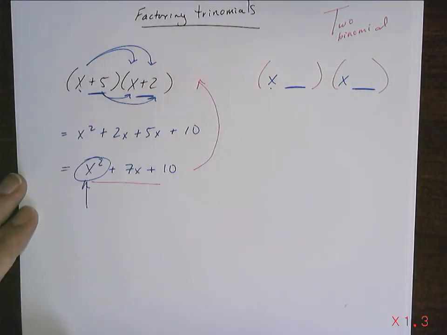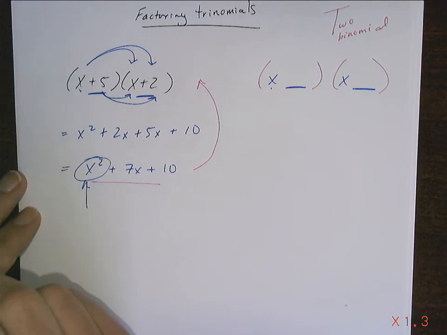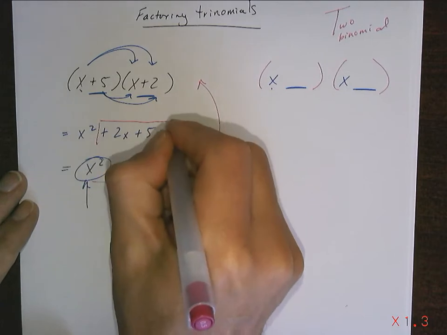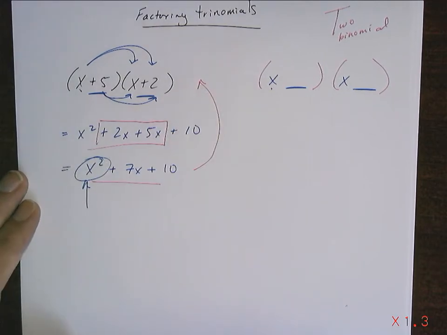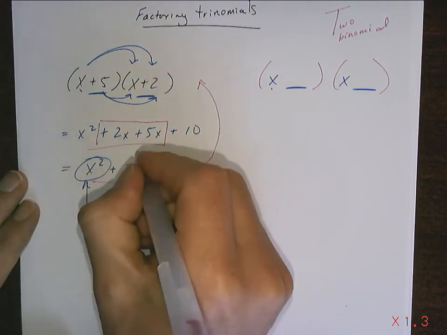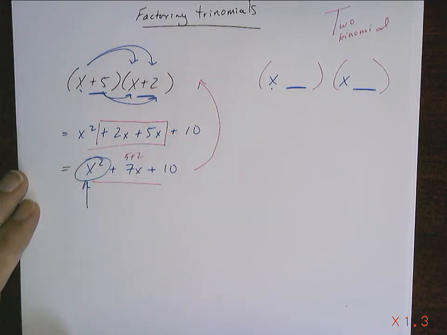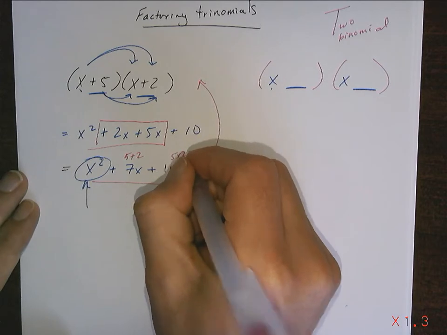The 5 and the 2. Well, take a look at where the 5 and the 2 are. Do you see the 5 and the 2 here? Do you see the 5 plus 2 gives 7? Do you see that 5 times 2 gives 10?